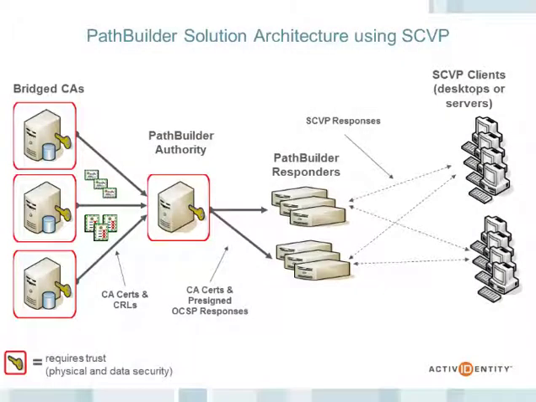The Path Builder solution works by aggregating all relevant CA certificates and CRLs in a centralized server called the Path Builder Authority. The authority then publishes this aggregated data to a series of secondary servers called responders. The responders then answer individual path queries from a client. A client may be a direct user or an intermediate server acting on behalf of another client. These path queries and responses use the Server Certificate Validation Protocol, or SCVP.